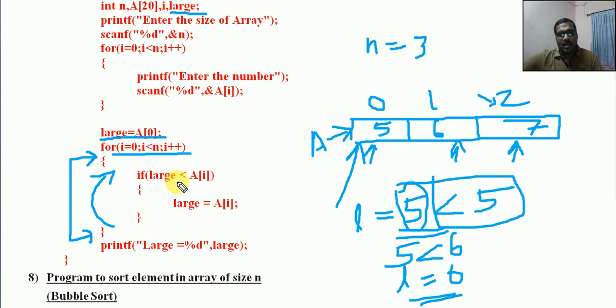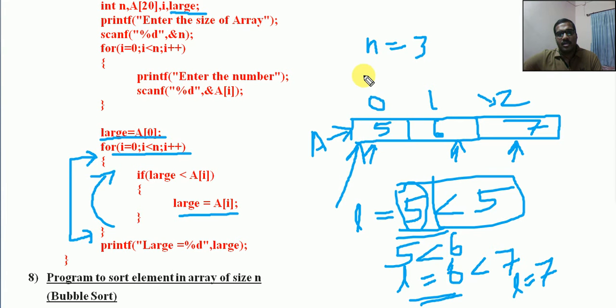If large, now what is the value of large? 6. If 6 less than a of 5, that is a of 2, that is 7. 6 less than 7, that is again true, right? It will enter into the body. Now we are assigning large is equal to a of 5, that is the right hand side, that is 7. Again next iteration, I is equal to 3.